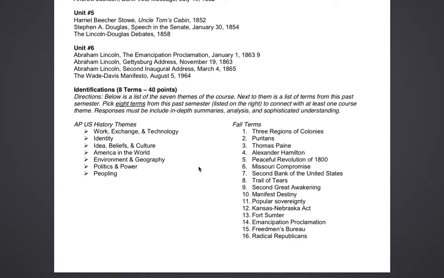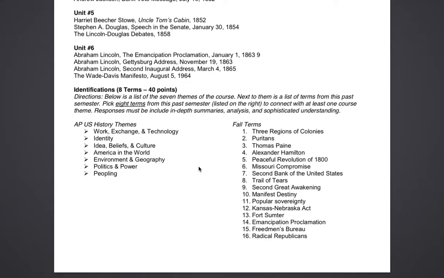So the AP US History themes are work, exchange, and technology. So anything to do with labor, or the growth of factories, or how people trade. Identity, how Americans view themselves as their own nation or part of another country. Ideas, beliefs, and culture. So religious beliefs, any sort of cultural issues that become important.